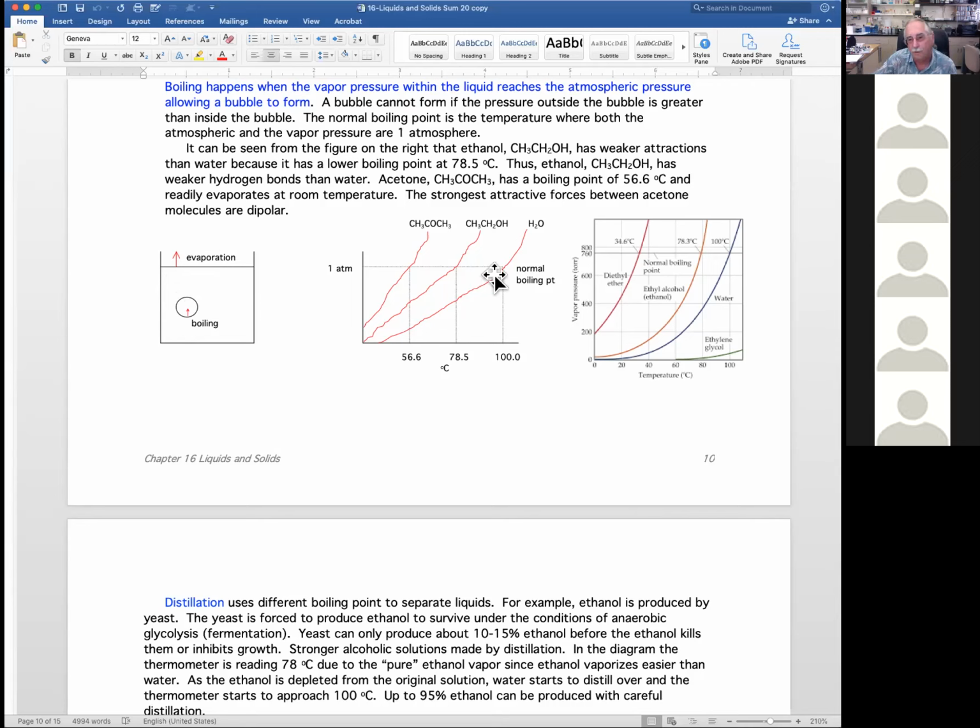So here's water, ethanol, and acetone. Okay. So hydrogen bonding, less hydrogen bonding, only dipolar attractions. Look at the boiling points, right?